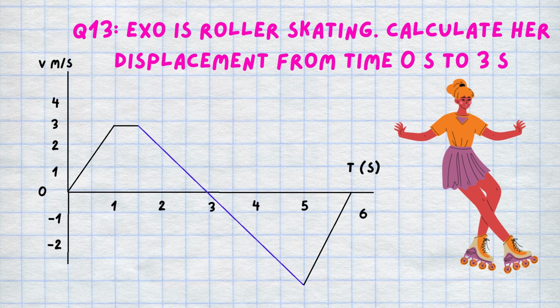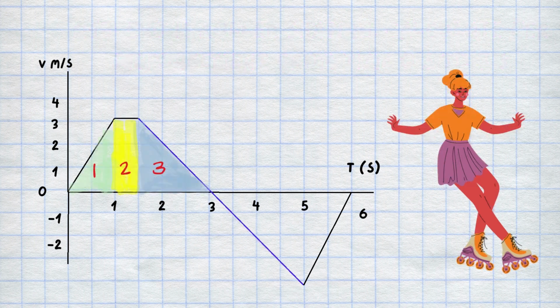Question 13. Exo is roller skating. Calculate her displacement from time 0 seconds to 3 seconds. Split the shape of the graph below into 2 triangles and a rectangle, that is from time 0 seconds to 3 seconds.